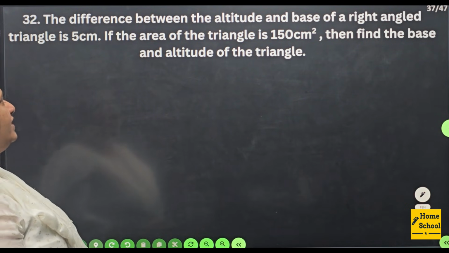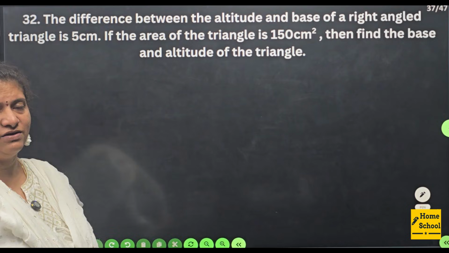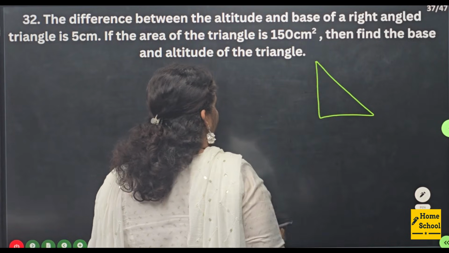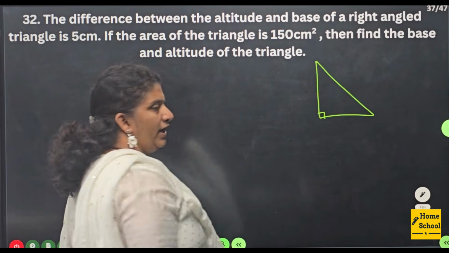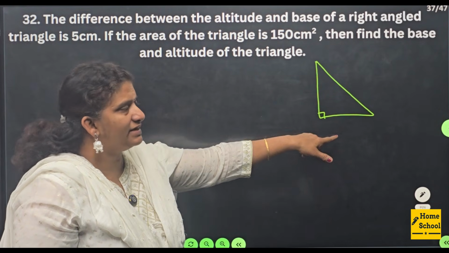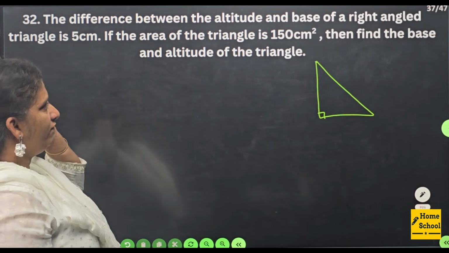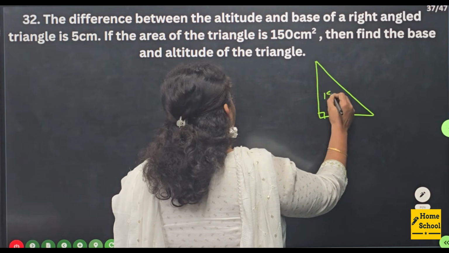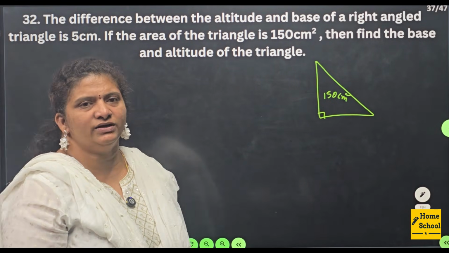32nd. The difference between the altitude and base of a right angle triangle is 5 centimeters. Let me take a right angled triangle. This is altitude, base, hypotenuse. Once again we are going to read. The difference between altitude and base, difference of these two is 5 centimeters. If the area of the triangle is 150 centimeters square, area of this right angle triangle is 150 centimeters square, then find the base and altitude of the triangle.